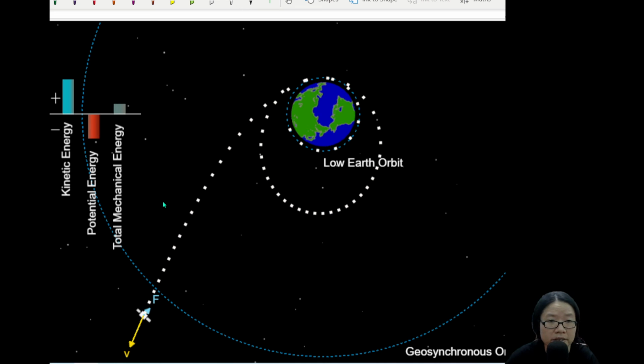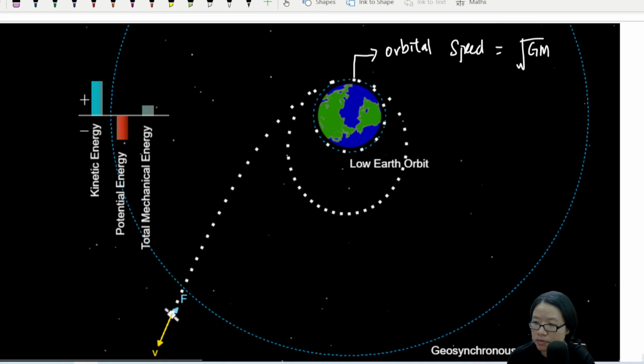This is a better drawing of the crop. You will see that we are at circular orbit here. This is when the orbital speed is equal to square root of GM over r. Hang on, let me adjust. So the circular orbit is GM over r.